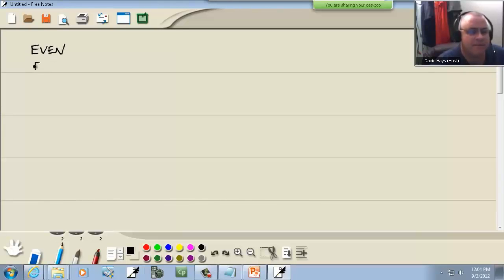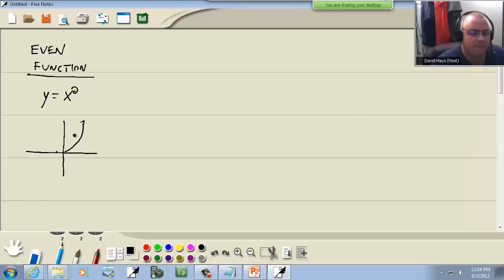Now we got something called an even function. And I'll give you an example of an even function. We got y is equal to x squared. And if I look at my graph, it would look like that. That's an example of an even function.